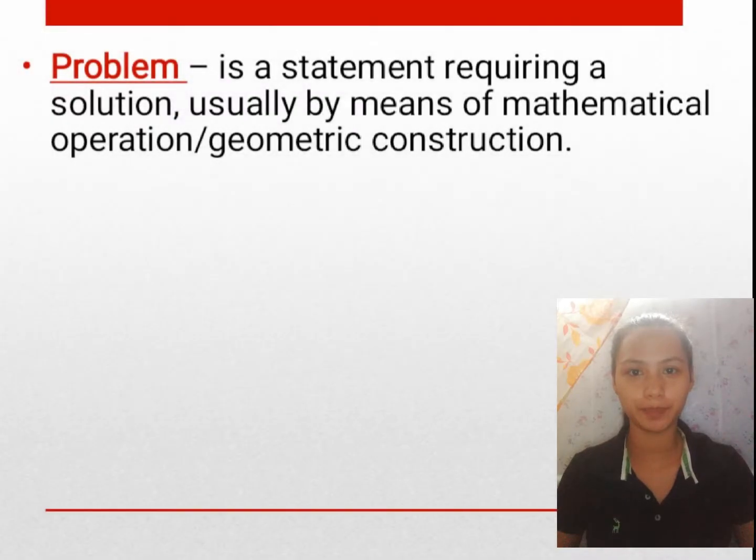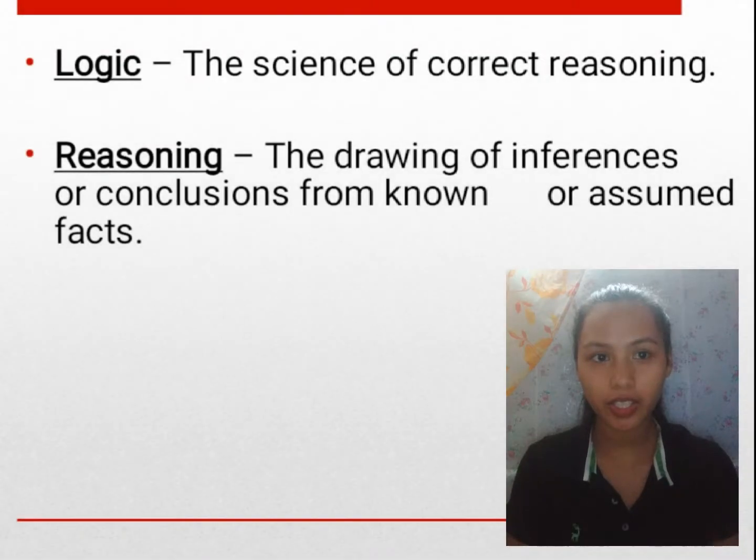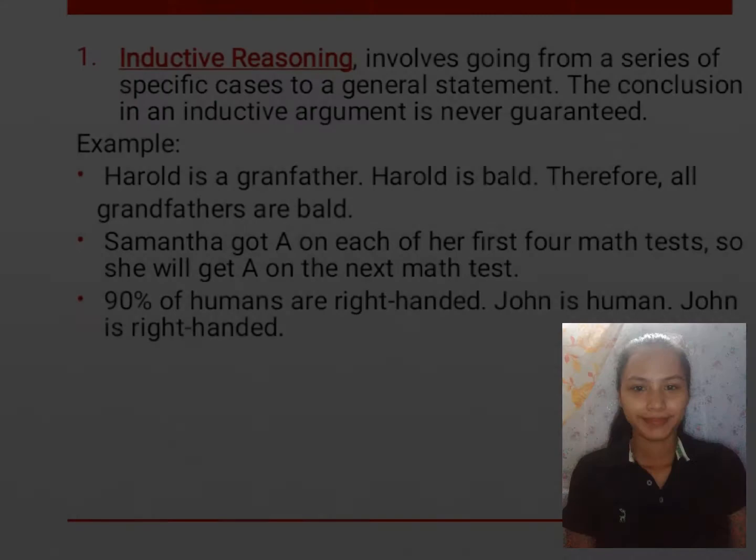What is a problem? A problem is a statement requiring a solution, usually by means of mathematical operation or geometric construction. So in every problem, it needs a solution. And in order to get the solution, we must undergo a process. Problem solving is a process in which we take what we know to discover what we do not know. Logic is the science of reasoning, while reasoning is a drawing of inferences or conclusions from known or assumed facts.